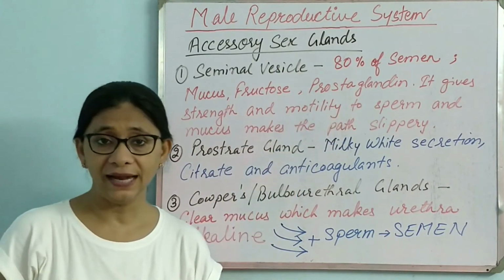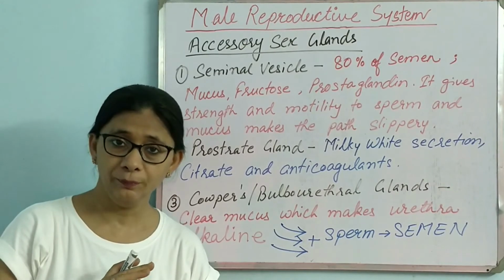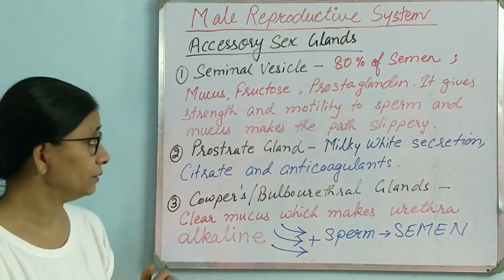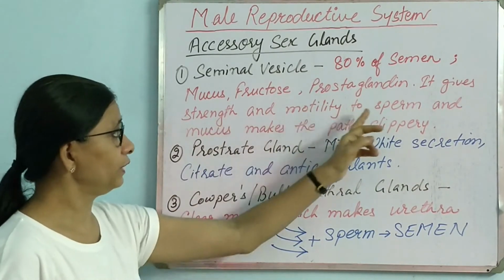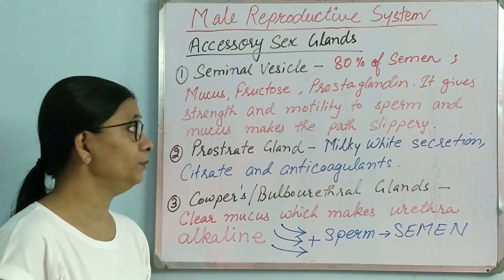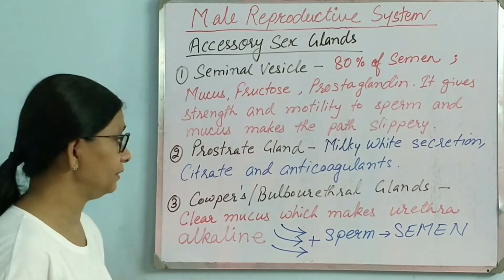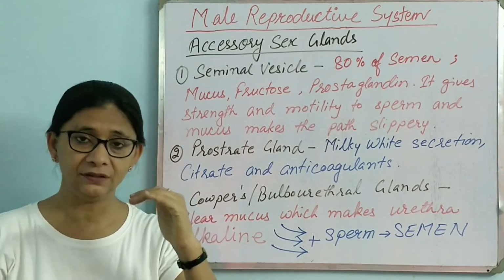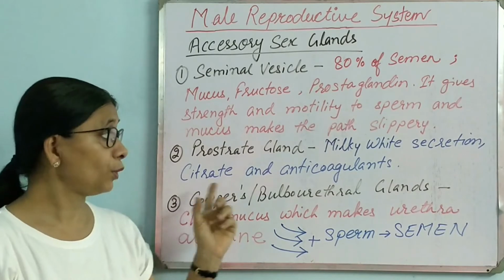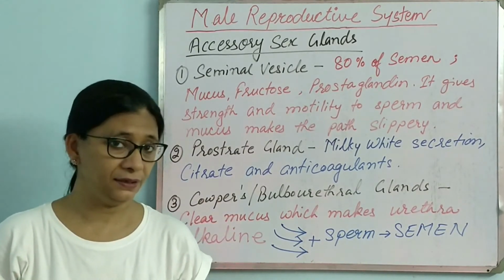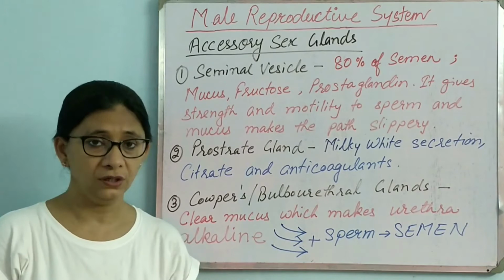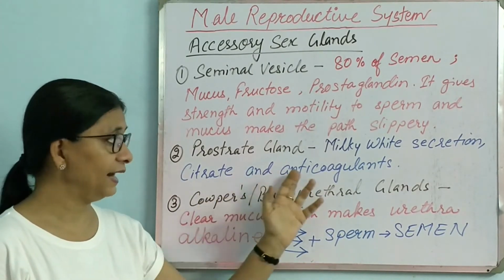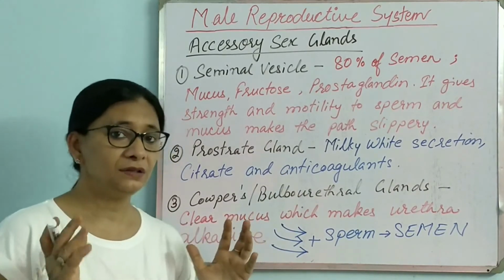And then there is prostaglandin, the function of which is to make the mucus of cervix area thin so that the sperm can travel. It gives strength and motility to the sperm, and the mucus makes the path slippery. Next gland is prostate gland, 1 in number, and it remains just beneath the urinary bladder. Prostate gland secretion is milky white in color, and this is what gives the color to the ejaculate. And it has citrate, which again provides energy, and anticoagulant, which makes the mucus thin.